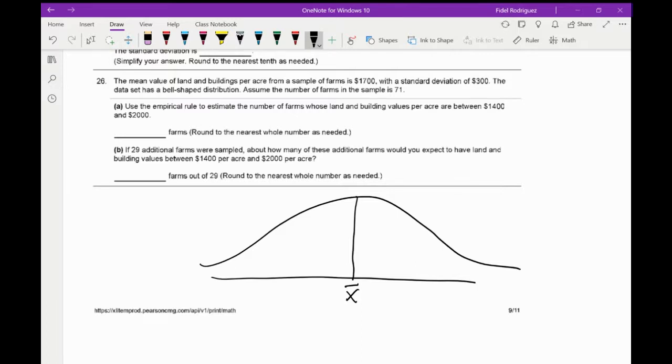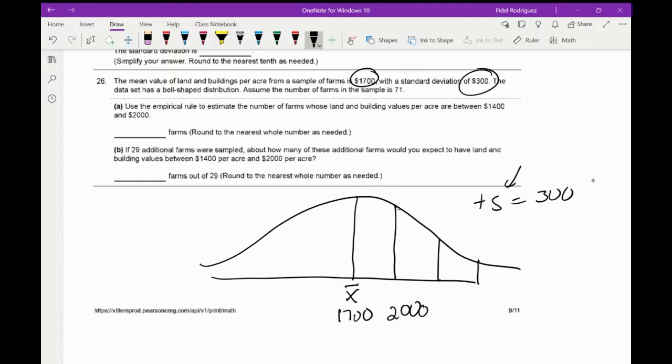Okay, so my mean in this case was 1,700. So I'm going to put a 1,700 right here. And then we had these chunks this way, and we're adding the standard deviation. This is the letter S for standard deviation, and in this case my standard deviation is 300. So if I take 1,700 and add 300, that's going to give me 2,000. This is going to give me 2,300. And this is going to give me 2,600.